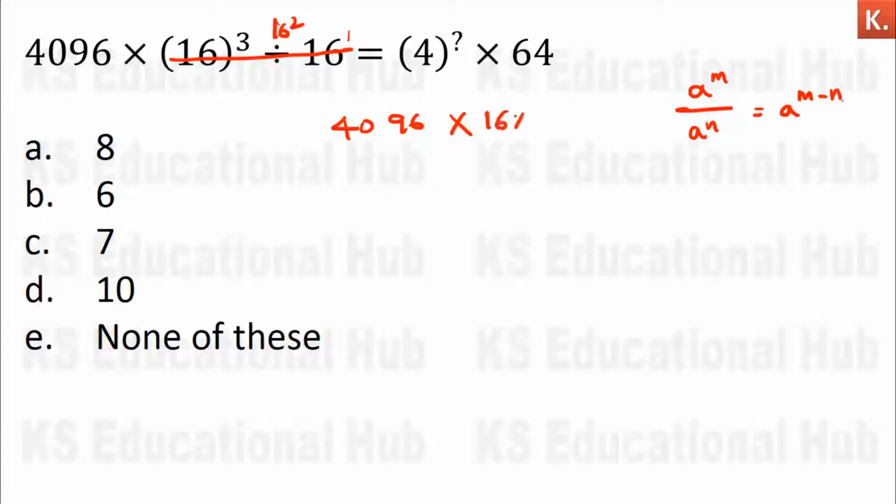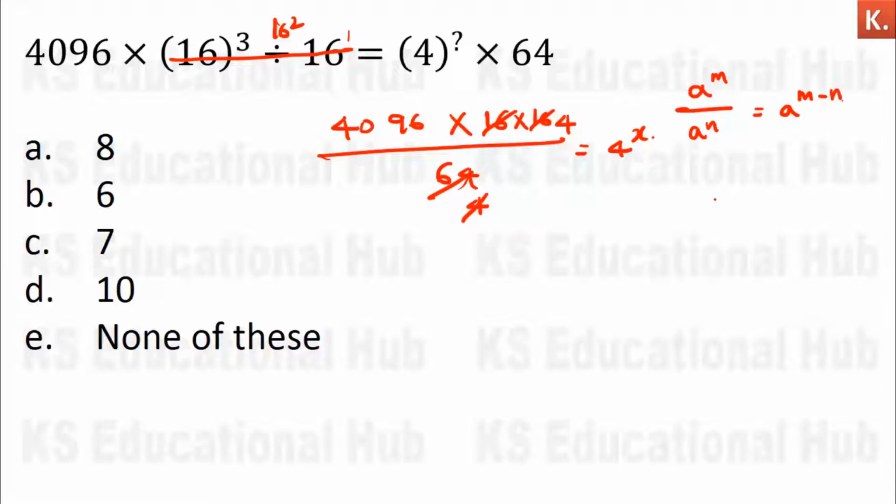16 square can be taken as 16 into 16. If I take this 64 to the other side, that will be going to the denominator, is equal to 4 to the power x. 16 one time, 16 four times. So 4 one time, 4 four times, 4096 into 4. So we need to convert all these values to the power of 4.